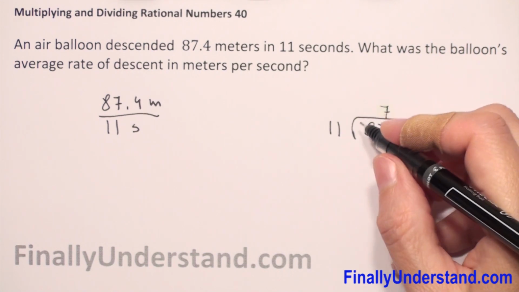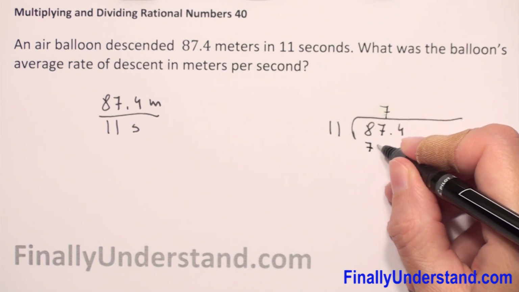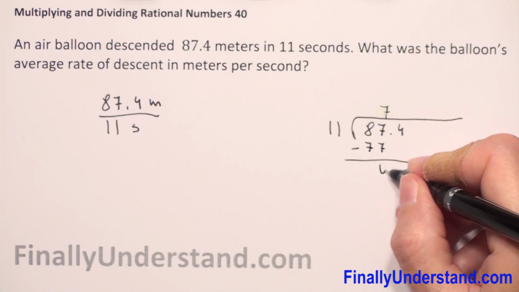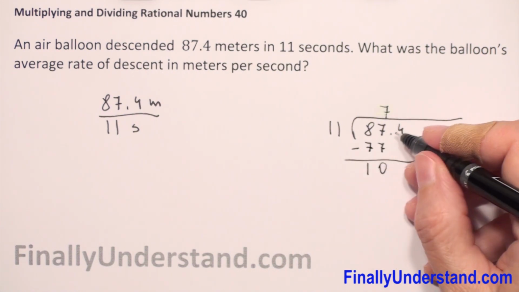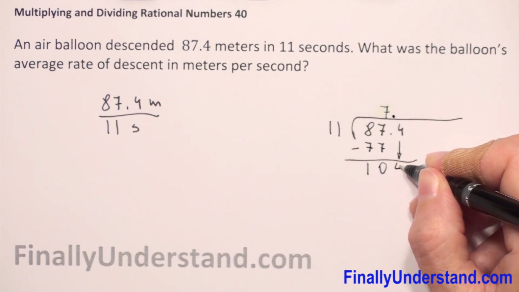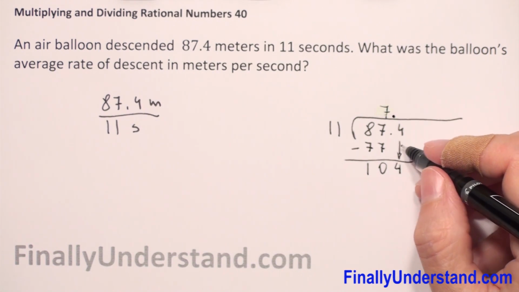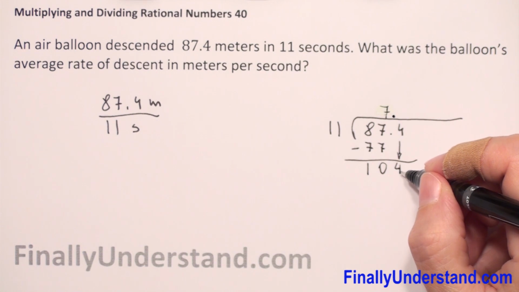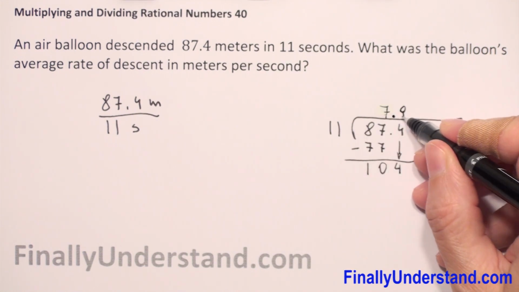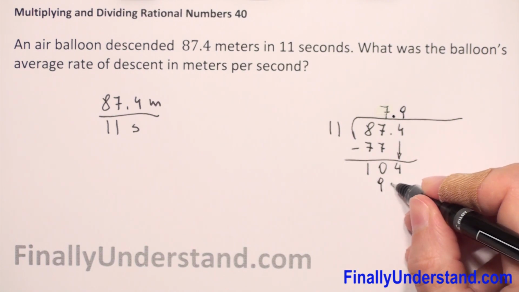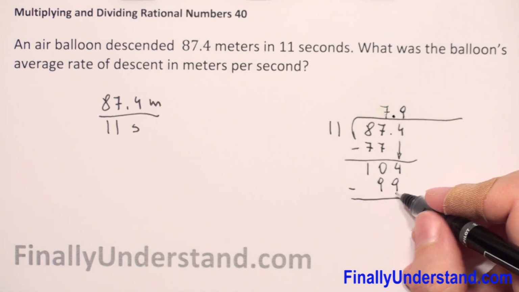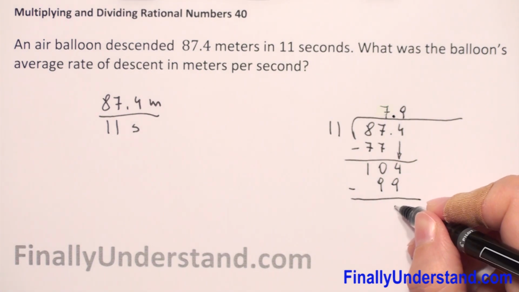7. 7 times 11 is 77, subtraction. 87 minus 77: 7 minus 7 is 0, 8 minus 7 is 1. We have to put the decimal point and take down the first digit after the decimal point. 104 divided by 11 is 9. 9 times 11 is 99. 104 minus 99 is 5.